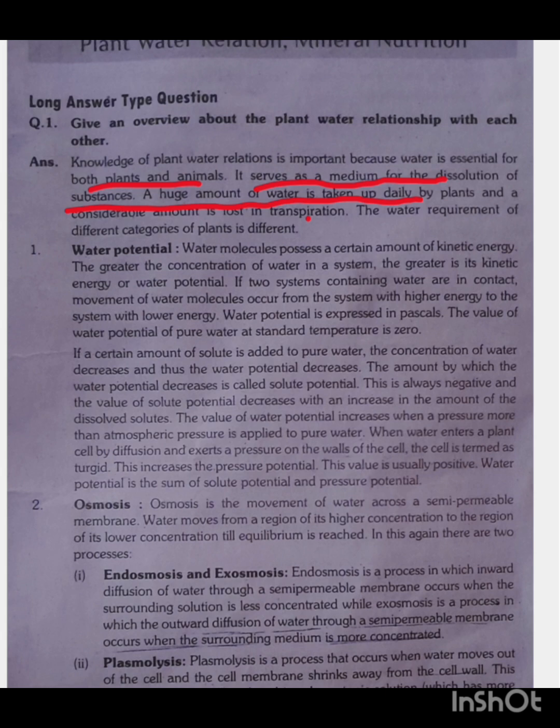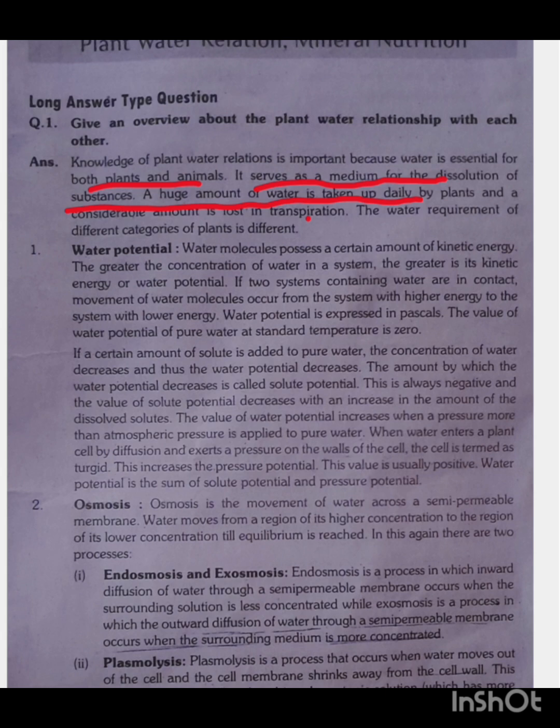Water potential. Water molecules possess a certain amount of kinetic energy. The greater the concentration of water in a system, the greater its kinetic energy. If two systems containing water are in contact, water molecules move from the system with higher energy to the system with lower energy.